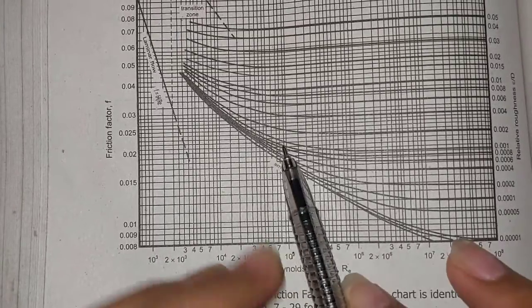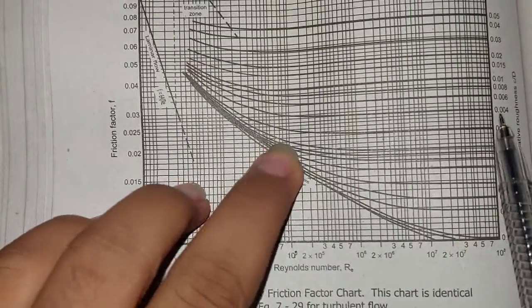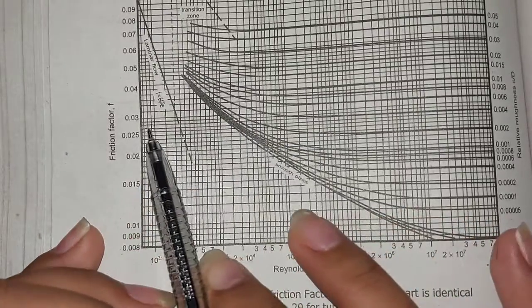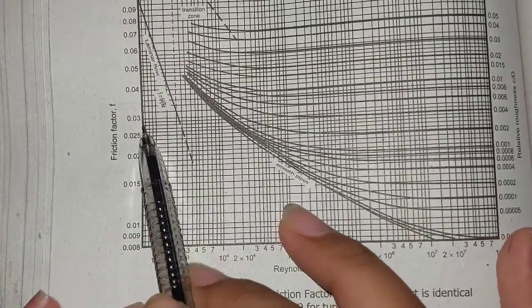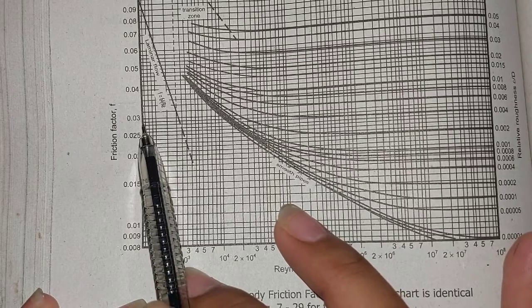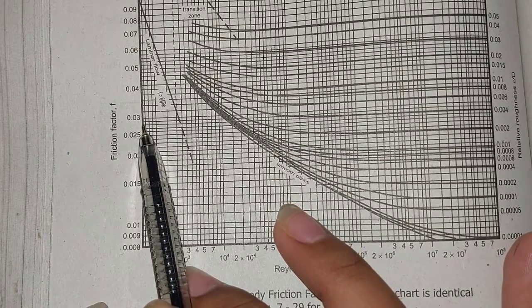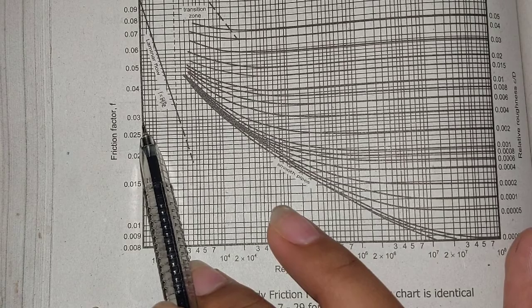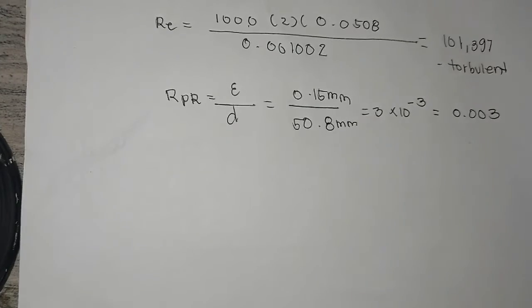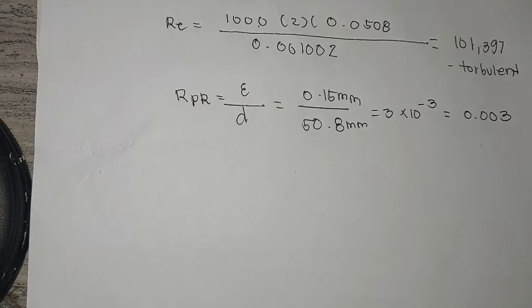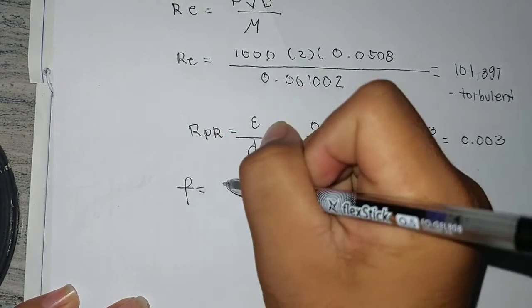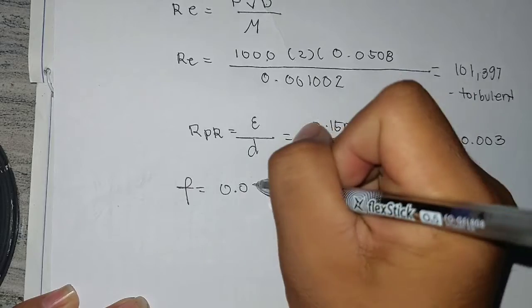So we're going to cross here, where this is 10 raised to 5 and this is 0.003. So probably we have to get in here. So we're going to approximate it, and that is going to be 0.028. So our friction factor is 0.028.